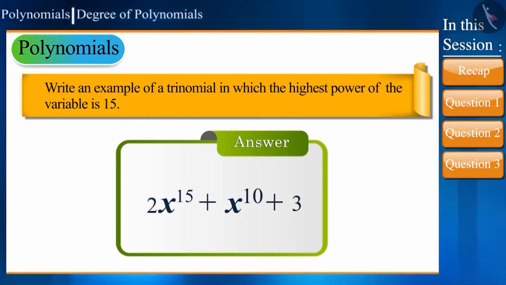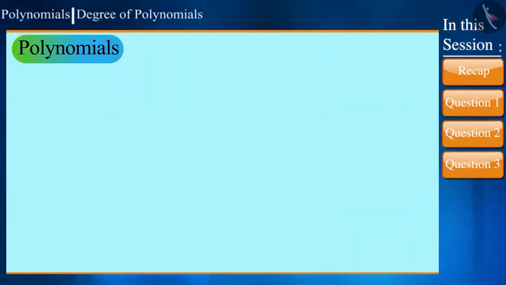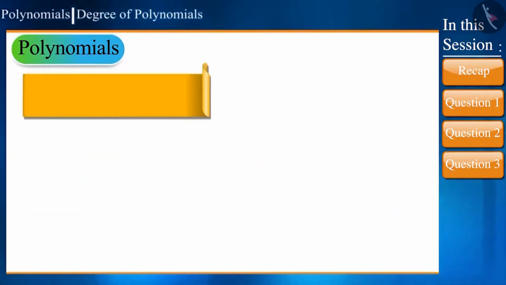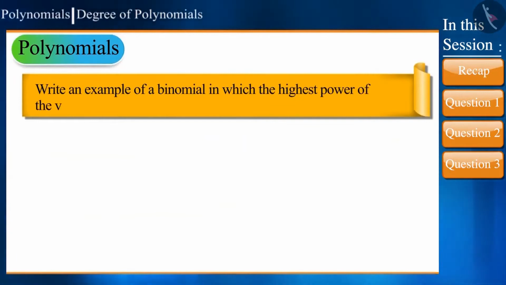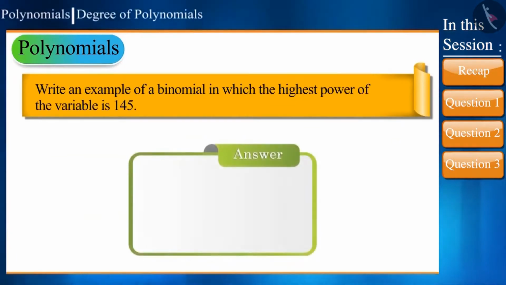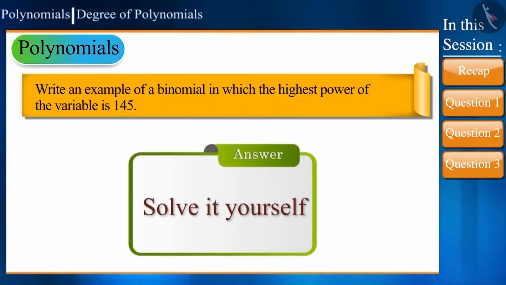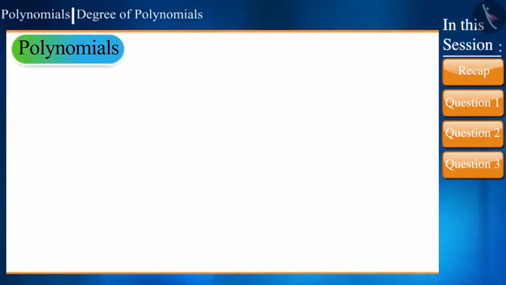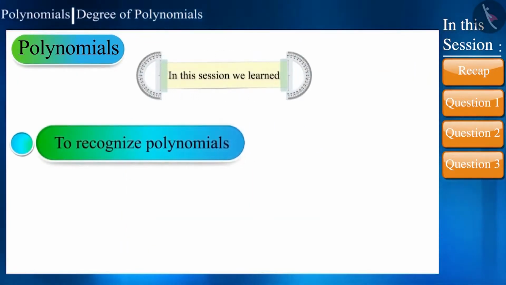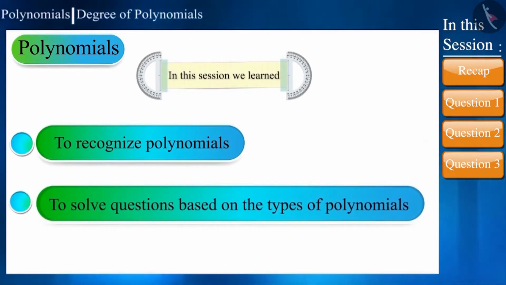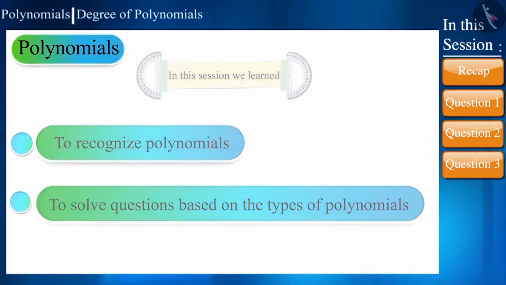Here, you can also write the coefficient of x to the power of 15, which can be any number other than 0. Got it? Before we end, here's a question that you have to solve yourself. Write an example of a binomial in which the highest power of the variable is 145. So friends, in today's video, we learned to recognize the polynomials and also learned to solve a few questions based on their types. In the next video, we'll learn few similar concepts. Thank you.